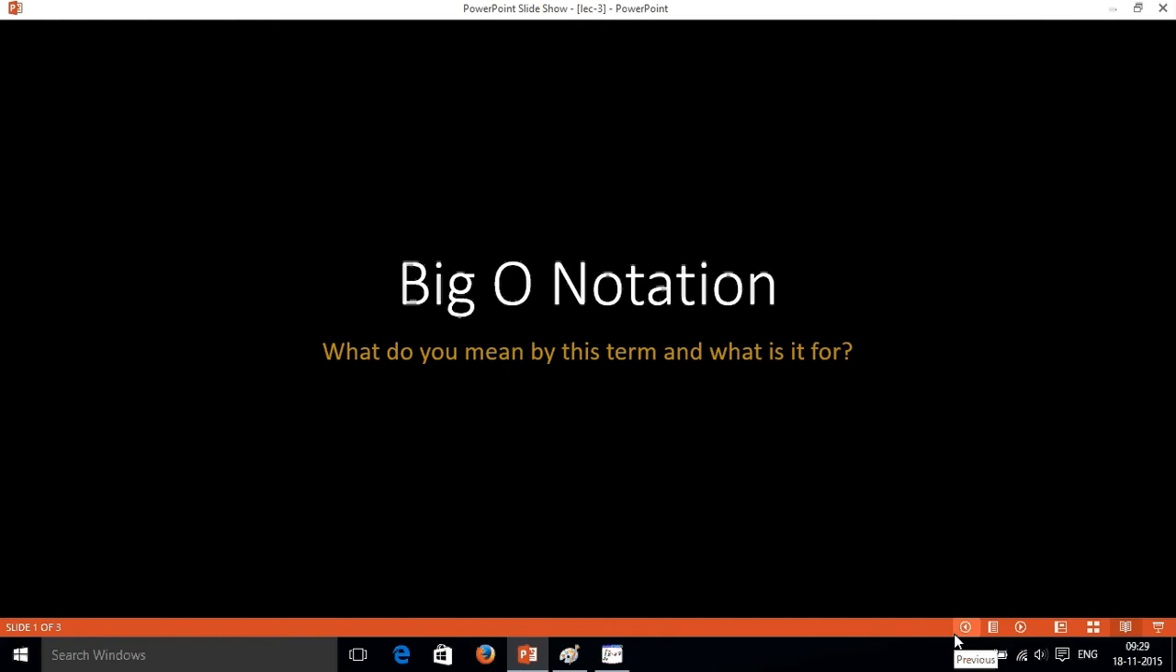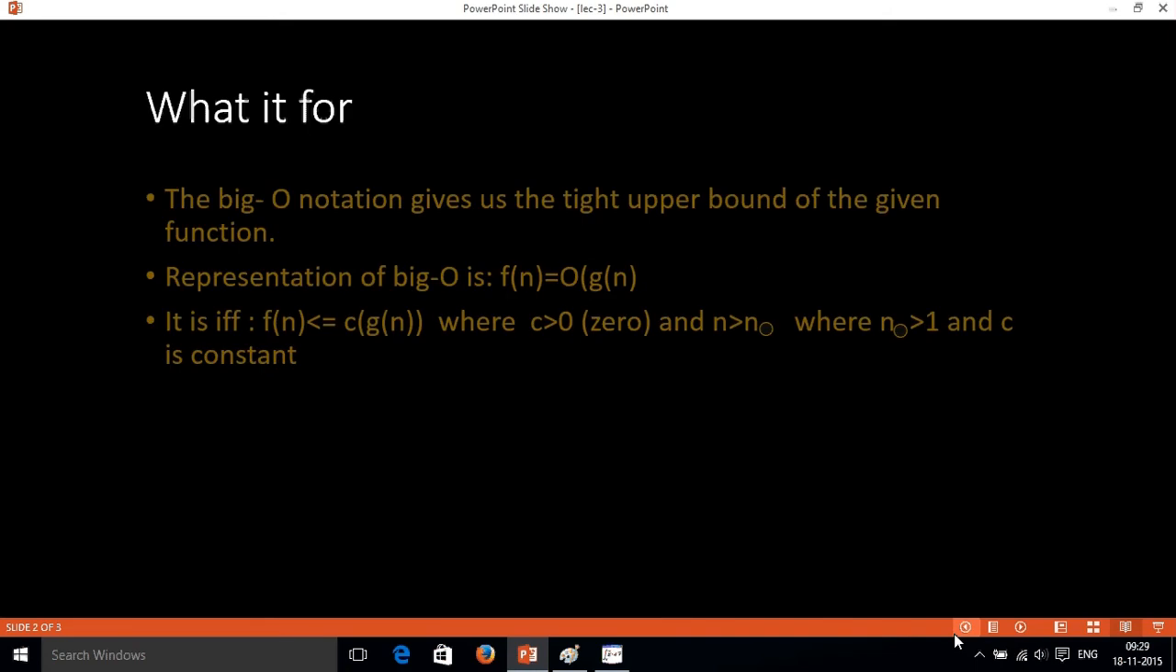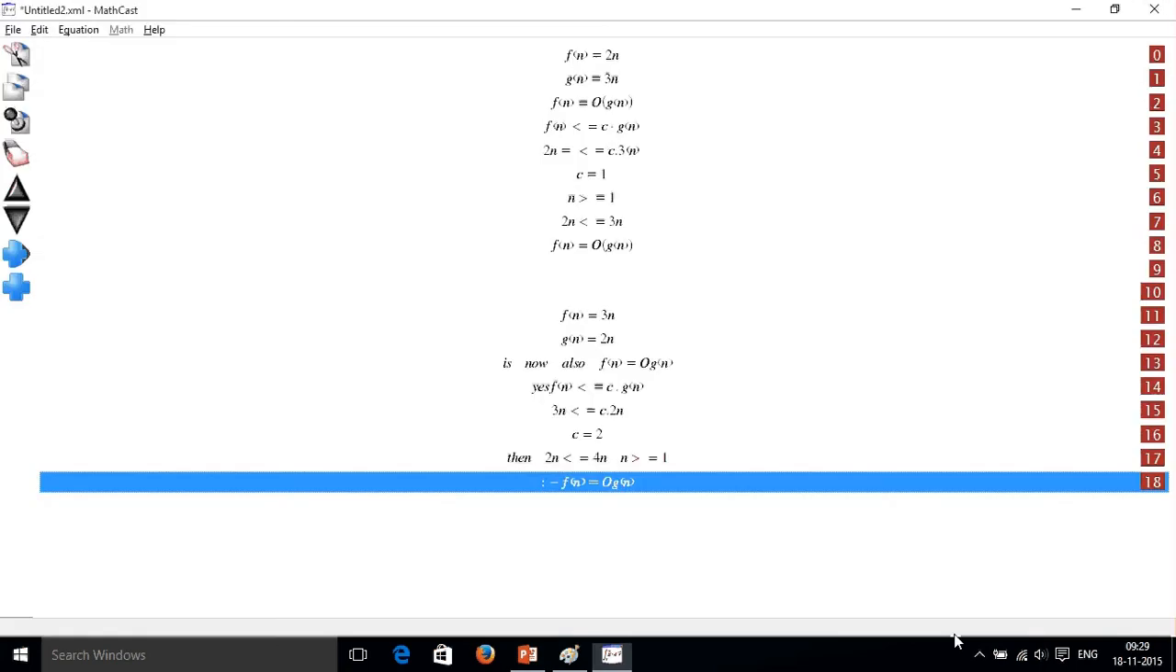In the previous lecture we learned about the introduction to data structures and algorithms. Now, what does this big O notation mean and why do we use it? The big O notation is one of the asymptotic notations. We use big O notation to find the tight upper bound of the given relation. Now what does this mean?